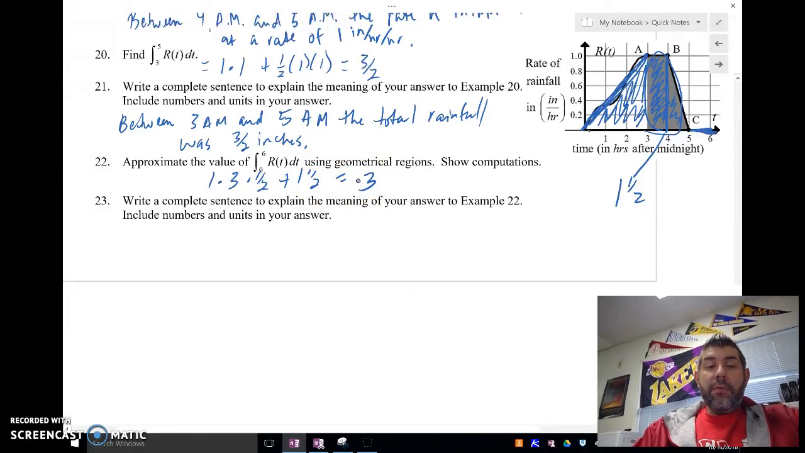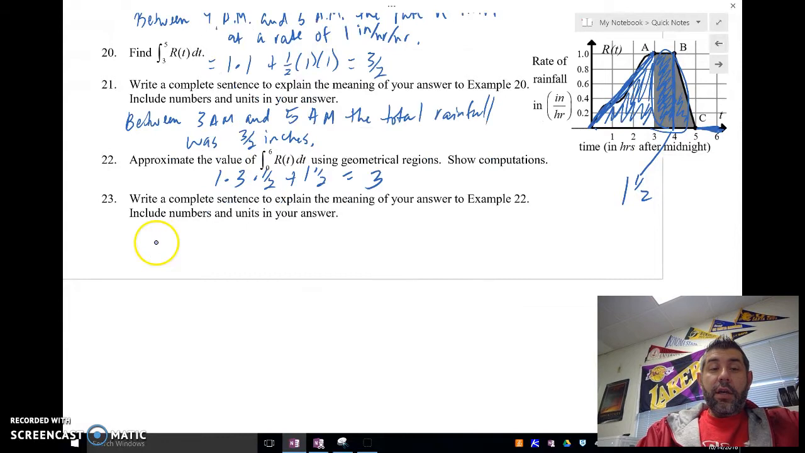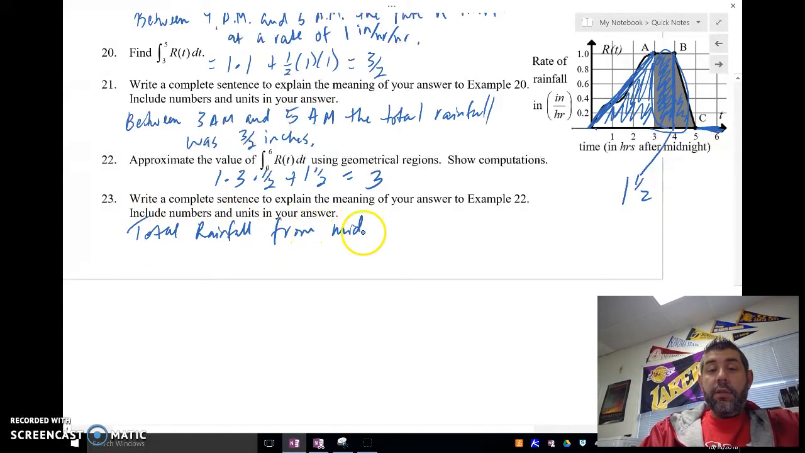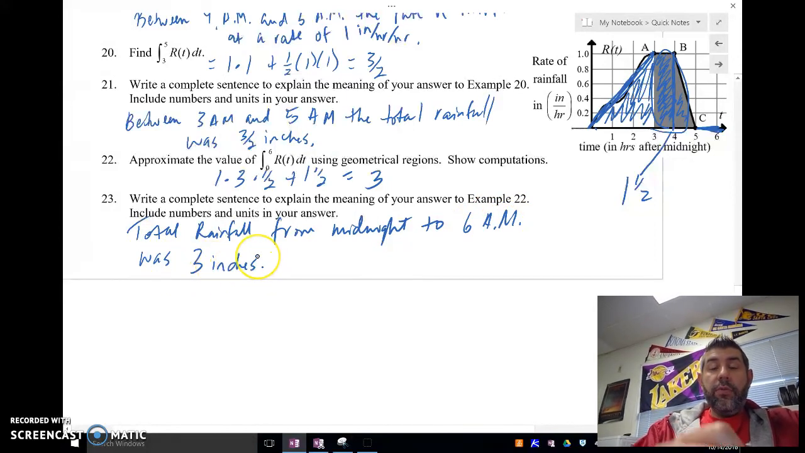All right, so write a complete sentence explaining the meaning of example 20 for number 22. Okay, again, now we're saying the total rainfall from midnight to 6 a.m. was 3 inches. So we had 3 inches of total rainfall.